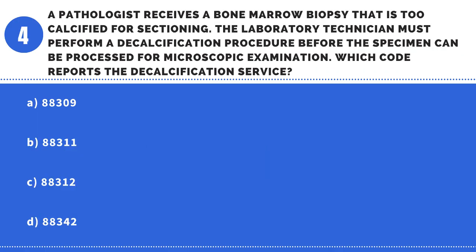Question 4. A pathologist receives a bone marrow biopsy that is too calcified for sectioning. The laboratory technician must perform a decalcification procedure before the specimen can be processed for microscopic examination. Which code reports the decalcification service? A. 88309. B. 88311. C. 88312. D. 88342.